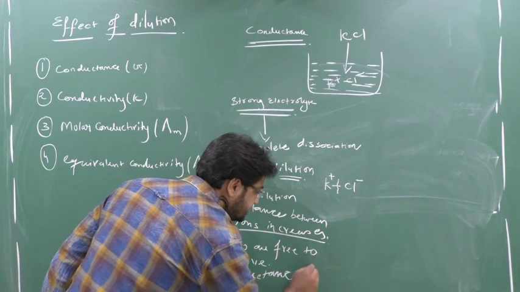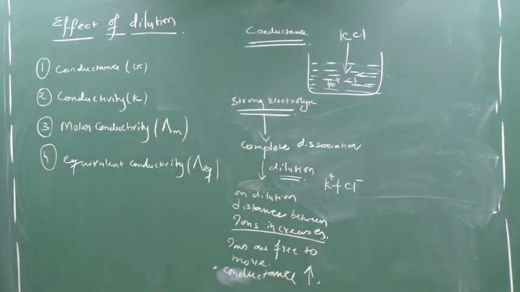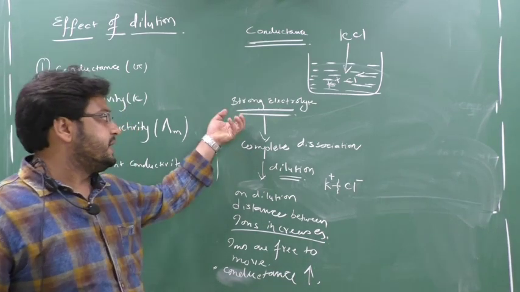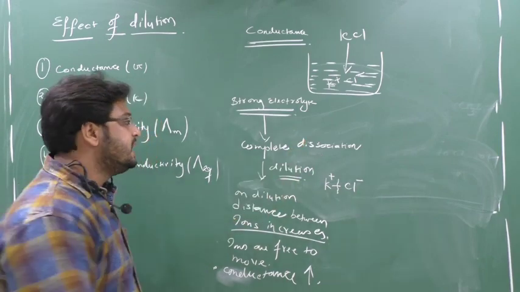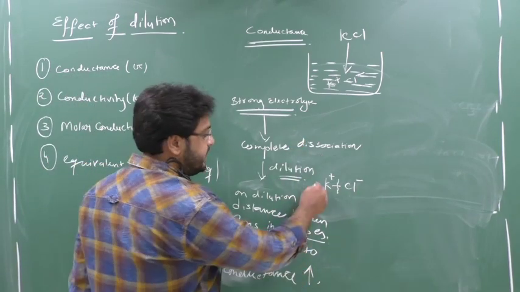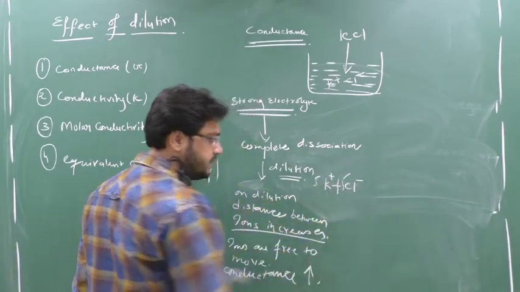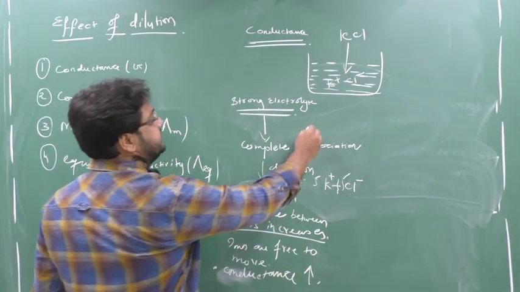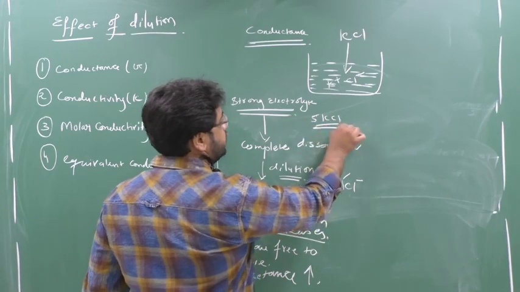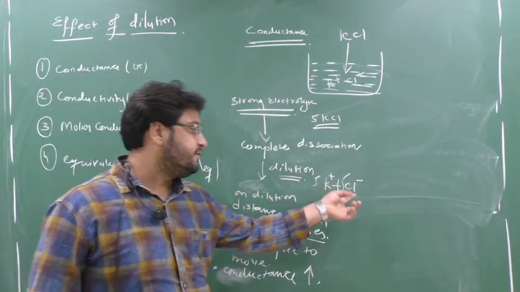Conductance increases. So what happens on dilution? See, I am taking a strong electrolyte, so there is a complete dissociation. If I have taken 5 KCl, I will have 5 K plus and 5 Cl minus. Suppose all 5 have separated at once. On dilution, what happens? I will get 5 K plus and 5 Cl minus.